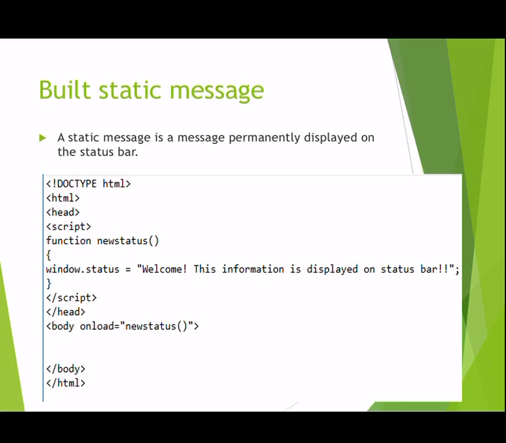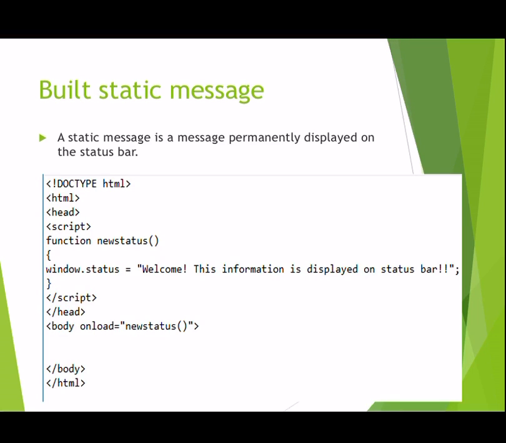So window.status is equal to whatever message you want to display on your status bar, you are going to specify that message in double quotes. Here we are displaying "Welcome!" This information is displayed on the status bar. Whatever message you want to display, you write it in double quotes. Then give a semicolon, close the function. Then close your script tag, close the head tag, and here the body.